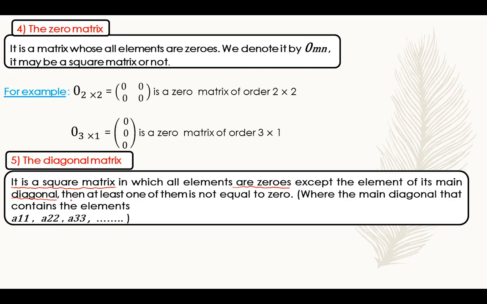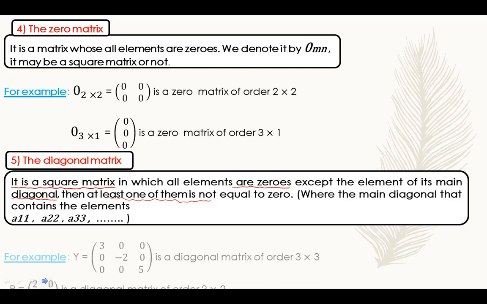At least one of the numbers in the diagonal is not equal to 0. Where the main diagonal, what is the main diagonal? The elements A11, first row, first column, A22, second row, second column, and A33, and so on.